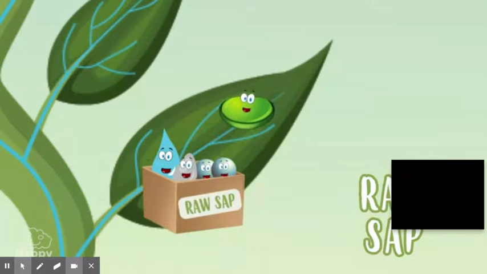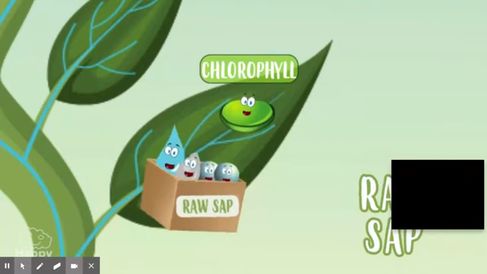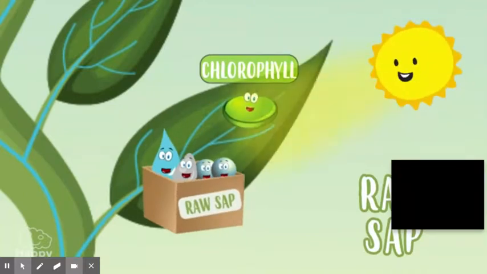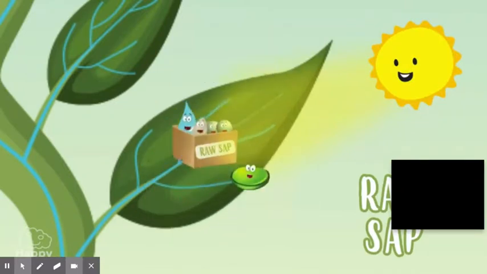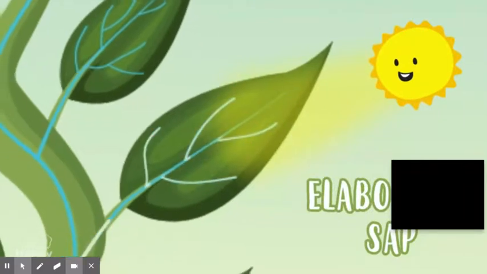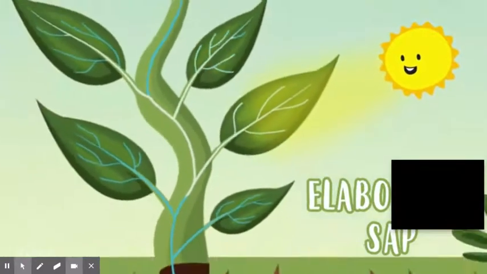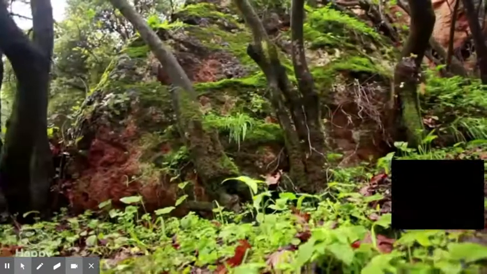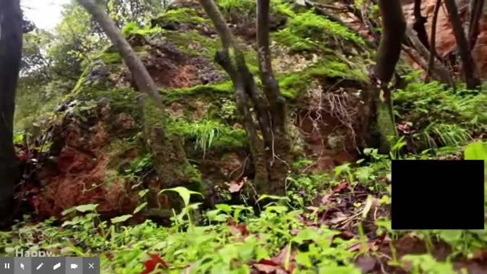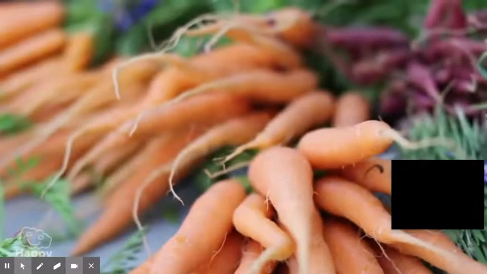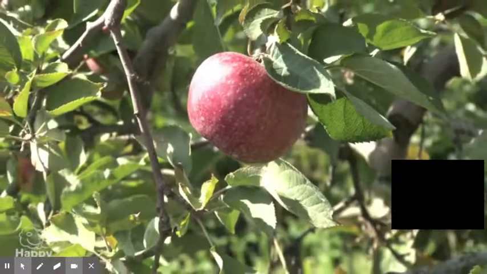Now it's chlorophyll's turn. The chlorophyll in the leaves has all the necessary ingredients for photosynthesis to take place. And when it receives sunlight, the process begins by transforming the raw sap into elaborated sap, which also circulates around the plant and works as food. All plants feed from elaborated sap, and they store it in their roots like a carrot, or in their fruit like an apple or a pear.